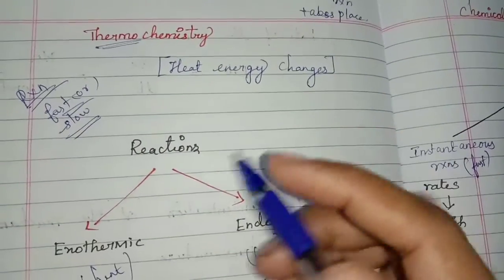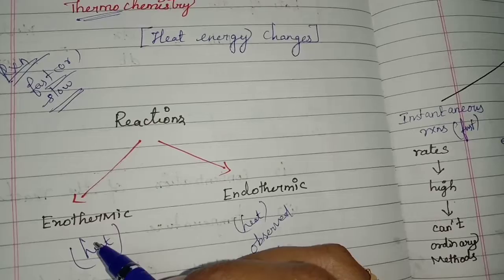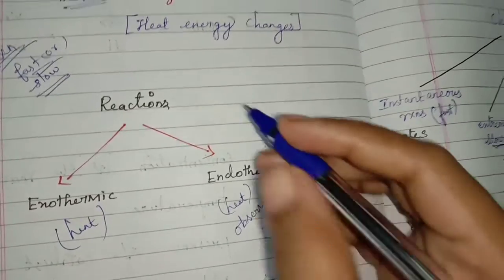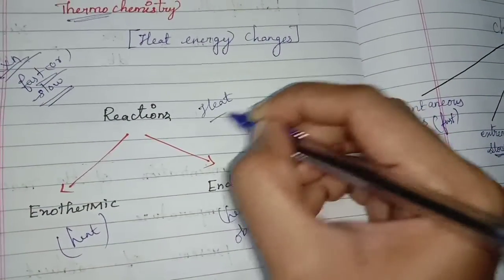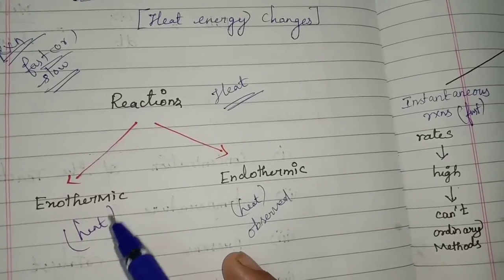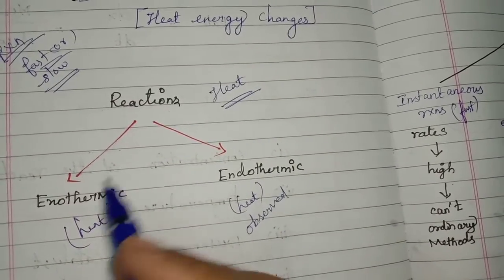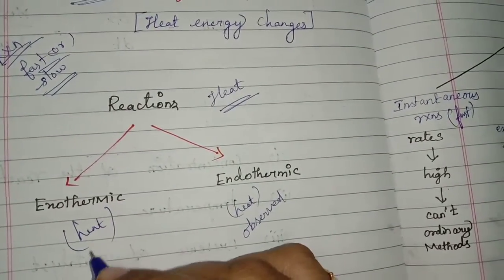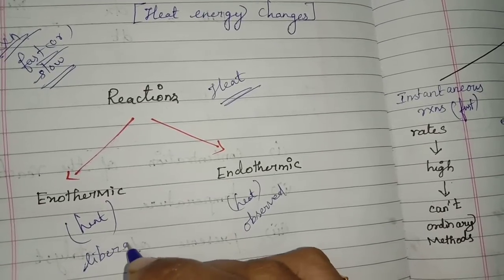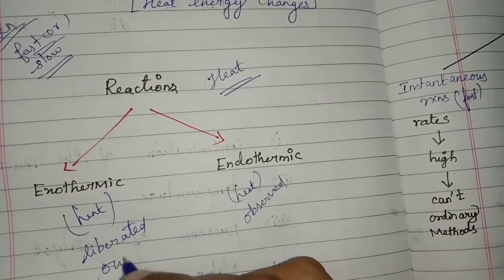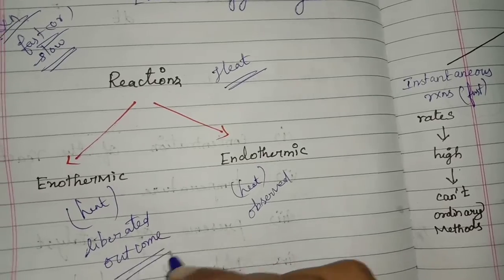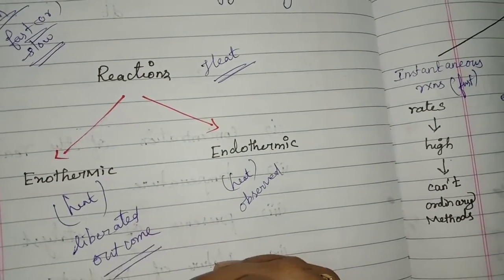Now the reactions: exothermic reaction and endothermic reaction. According to heat, the reaction is classified into two types. One is exothermic reaction, another one is endothermic reaction. Exothermic means heat has to be liberated, heat has to come out from the reaction, and that reaction is known as exothermic reaction.